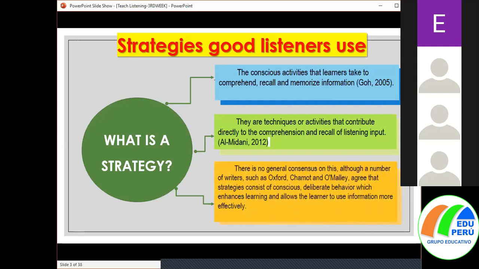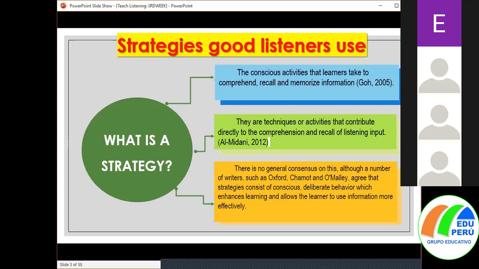And we are going to analyze another concept related to strategy. There is no general consensus on this, although a number of writers such as Alsford, Chalmers, O'Malley agree that strategies consist of conscious, deliberate behavior which enhances learning and allows the learner to use information more effectively. So according to these writers, strategies are conscious and deliberate behaviors. And what is the purpose of these behaviors? To enhance learning, to improve learning. How? Allowing the learner to use information more effectively.